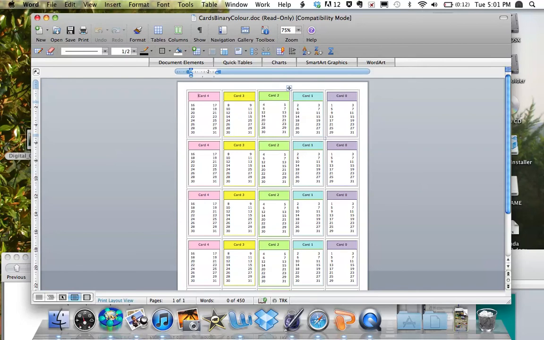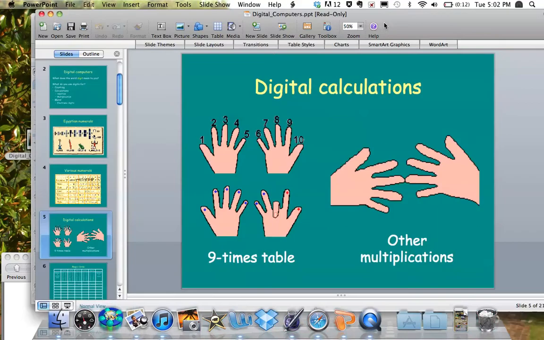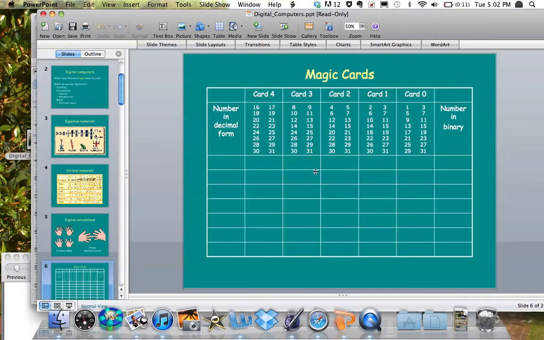Now why does this work? Well, it works because of binary numbers, and this sparks the students' interest in why binary numbers work, because it's so bizarre to them. And then you introduce a worksheet which looks like this.